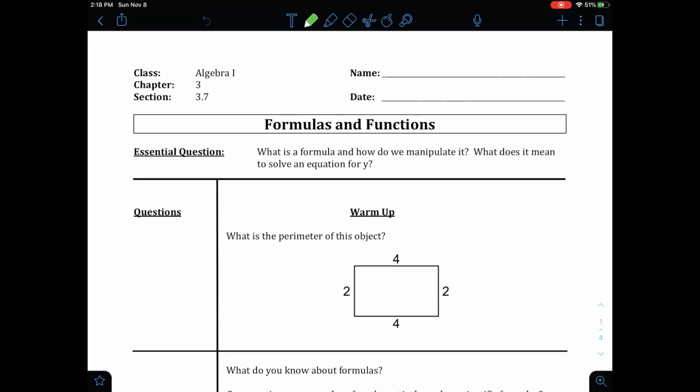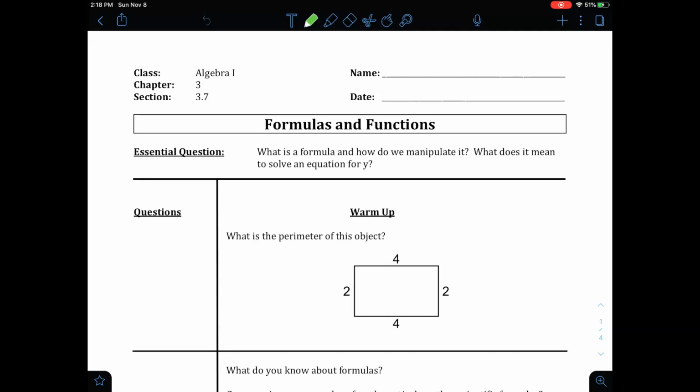We're continuing with our chapter 3, which is solving equations, and 3.7 is the section today. The name of the lesson is formulas and functions. The essential question is, what is a formula and how do we manipulate it? What does it mean to solve an equation for y?